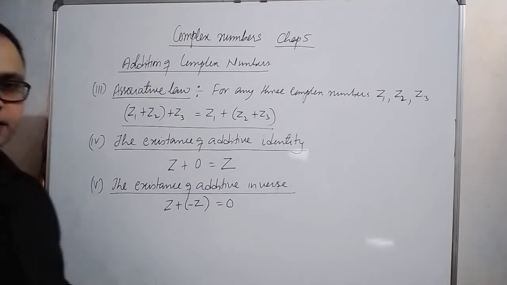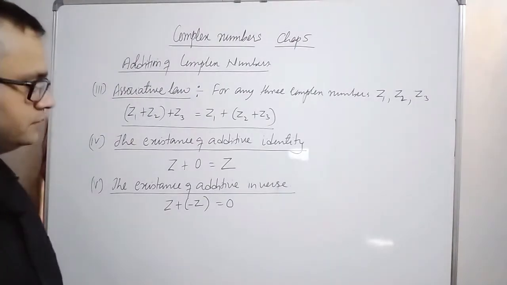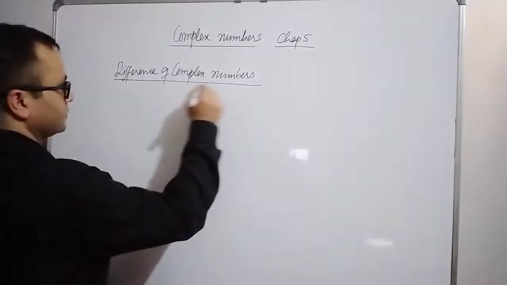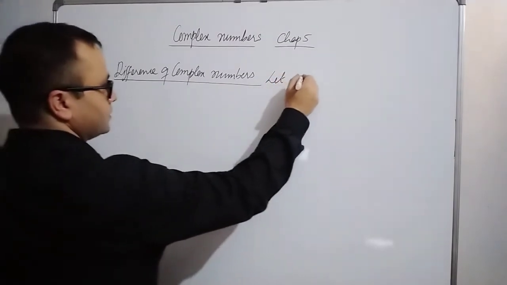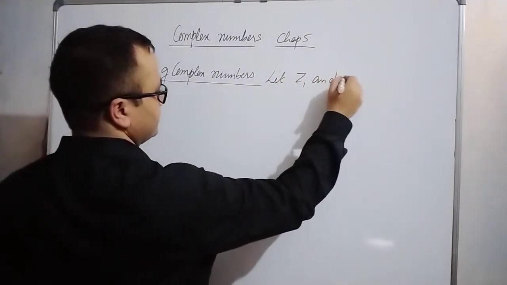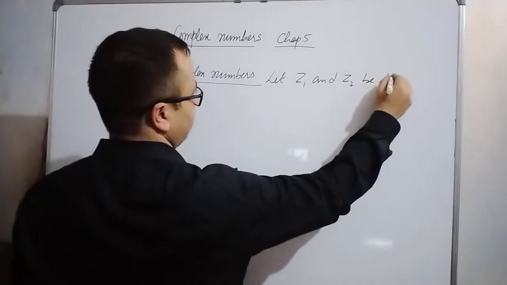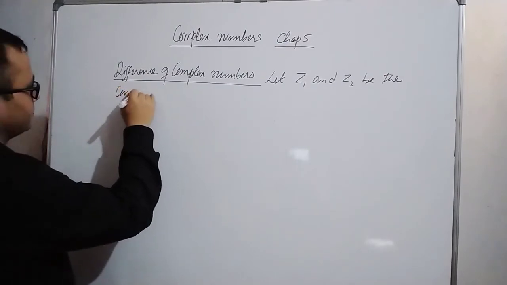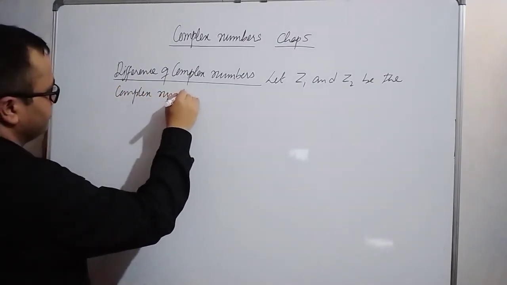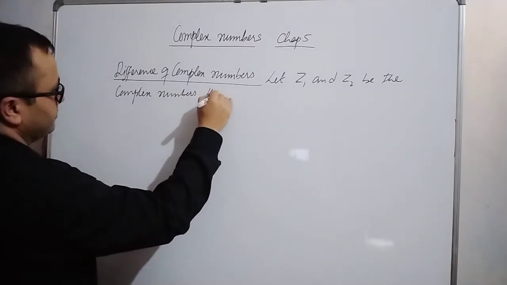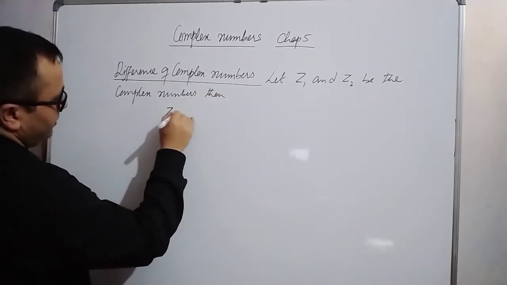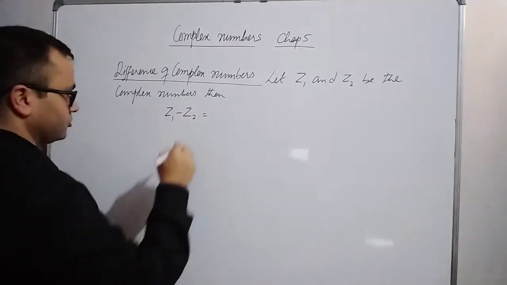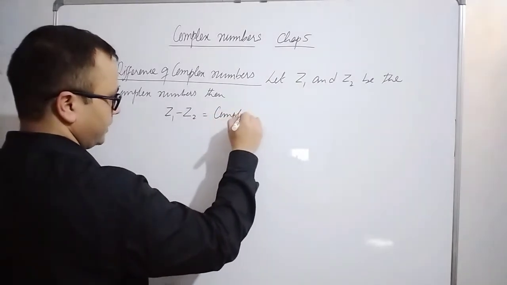Now, difference of complex numbers. In difference of complex numbers, let Z1 and Z2 be complex numbers, then Z1 minus Z2 is also a complex number. The difference of complex numbers is a complex number.